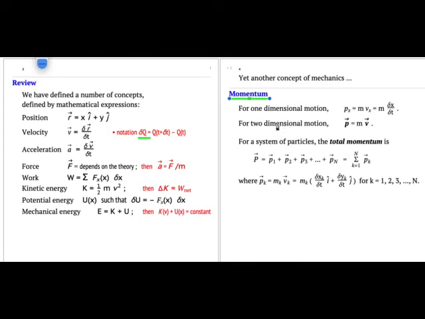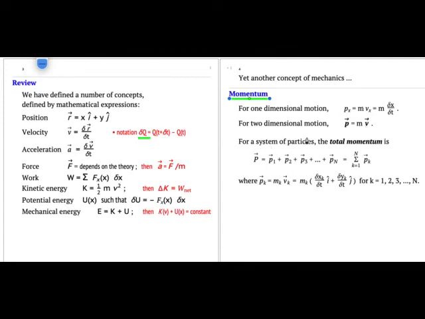Two-dimensional motion is more complicated because velocity and momentum then are vectors. But it's not really all that complicated because the velocity vector and the momentum vector are in the same direction. They have different magnitudes. In fact, they have different units, but they point in the same direction.